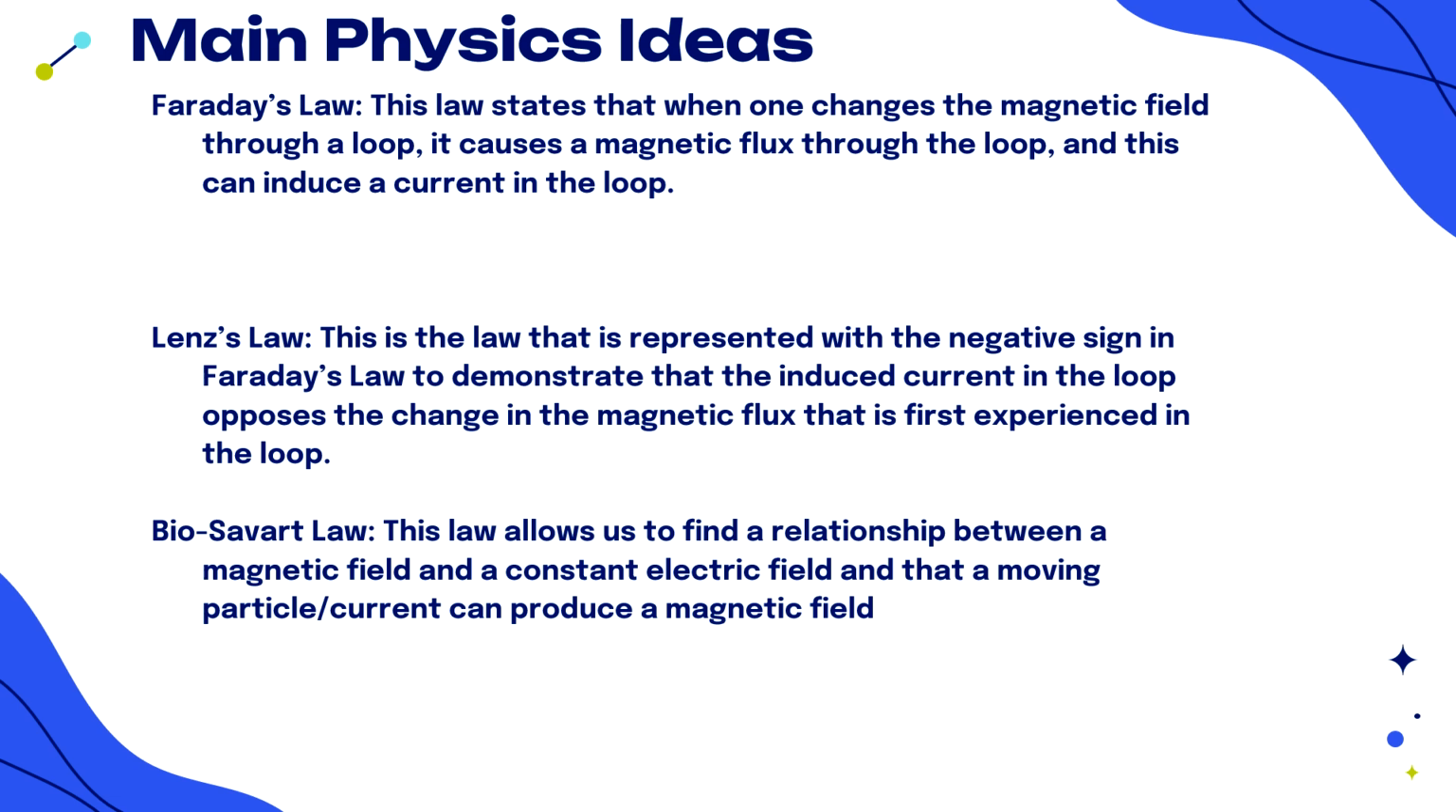So in this example with Faraday's law and Lenz's law, if the magnetic field goes through in one direction, then the induced current goes in the other direction of the magnetic flux, to oppose the change in that magnetic flux first experienced in the loop.